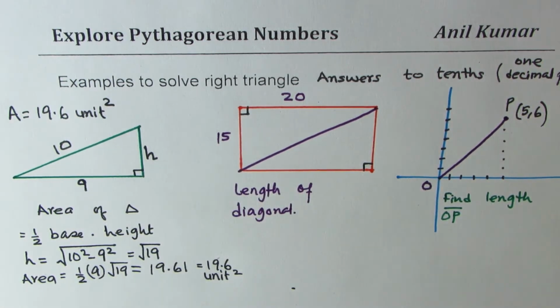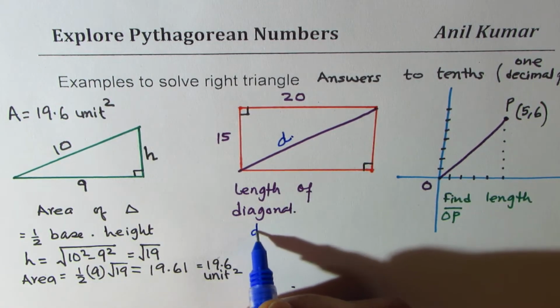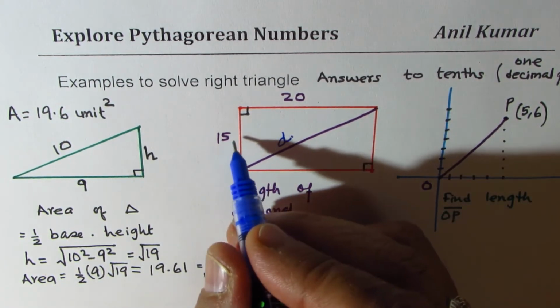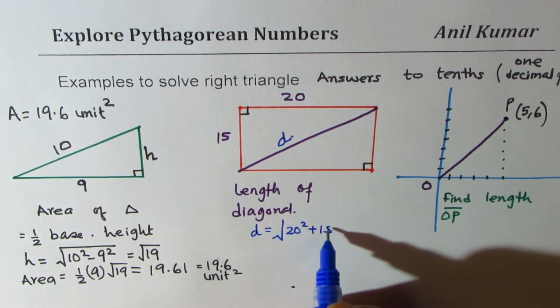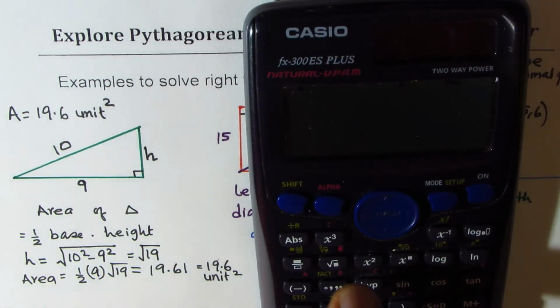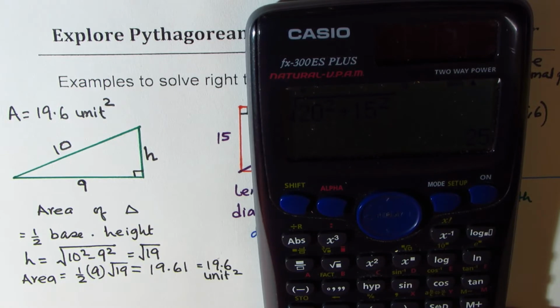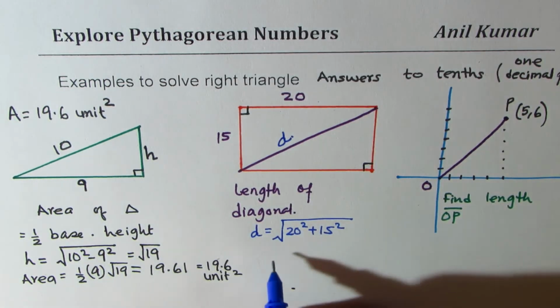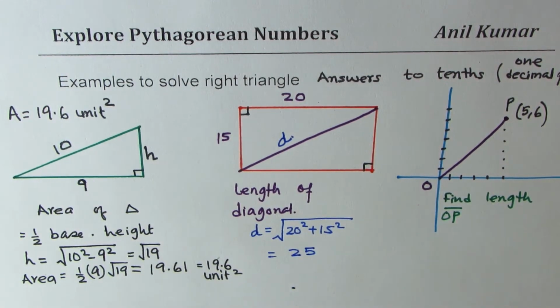Now in the second case, let's try to find the length of the diagonal. Let's say D is the length. So D is the longer side. We have to add the squares of the other two and then take the square root. So that is the square root of 20 squared plus 15 squared, and that gives you 25. So we get our answer here as 25. Correct? That is the length of the diagonal.